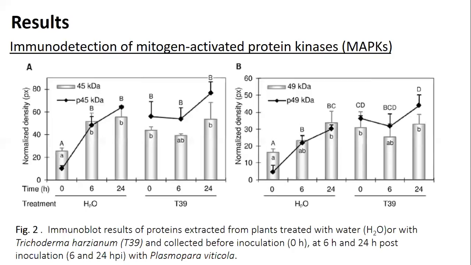The abundance of the total 45 and 49 kilodalton mitogen-activated protein kinase was increased by T39 before P. viticola inoculation at 0 hour, and it was not further increased after P. viticola inoculation. T39 treatment increased the phosphorylation level of 45 and 49 kilodalton mitogen-activated protein kinases before P. viticola inoculation in figure A and B, and the high phosphorylation levels were maintained at 6 and 24-hour post-inoculation. Moreover, the level of the phosphorylated 49 kilodalton mitogen-activated protein kinase was significantly greater in T39 than in water-treated plants at 24 hours post-inoculation.